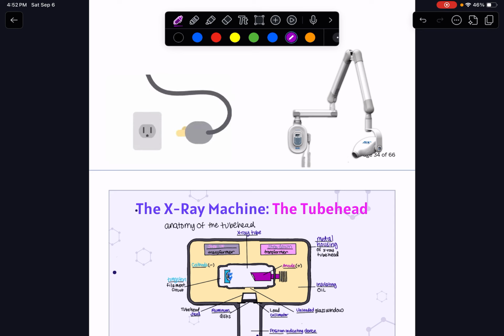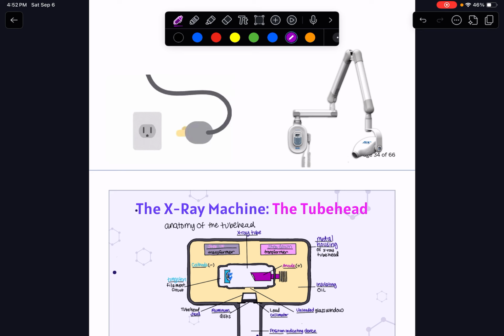So it just says electricity flows from the wall outlet. It supplies power to generate x-rays, and when the machine is powered on, the electrical current travels through the cord and enters the control panel and moves through the wires in the extension arm and the tube head.